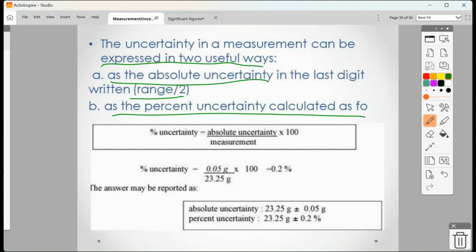The second way to express the uncertainty is percentage uncertainty. How do we find percentage uncertainty? Percentage uncertainty is equal to absolute uncertainty divided by the measured value times 100. For instance, if the absolute uncertainty is 0.05 gram and the measurement is 23.25 gram, I divide them times 100. That is the percentage uncertainty.